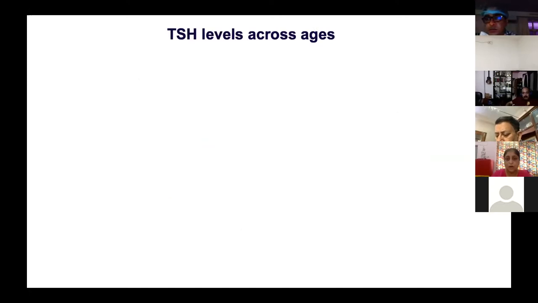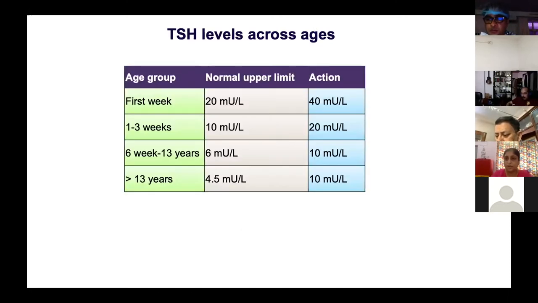So how do TSH levels vary across different age groups? As you can see, the smaller the baby, the higher the cutoff values are. It's 20 milli international units in the first week of life. And gradually, as the baby grows older, the levels come down. At the point of action, that means you have to start treatment, and simultaneously you have to work along the lines of the underlying etiology as well. But the levels go on decreasing as the age advances.